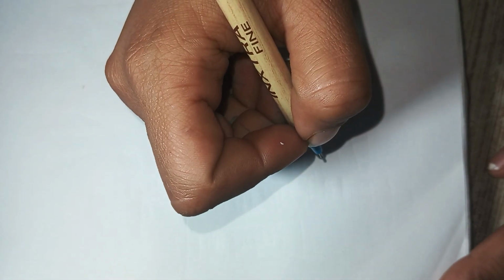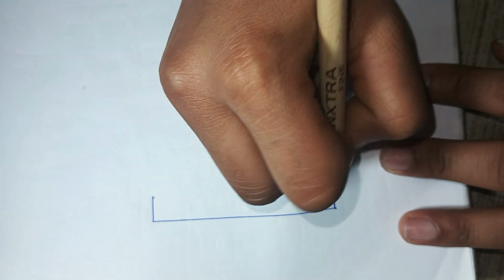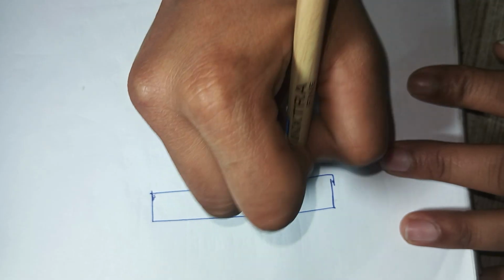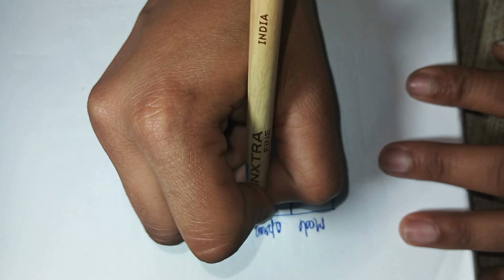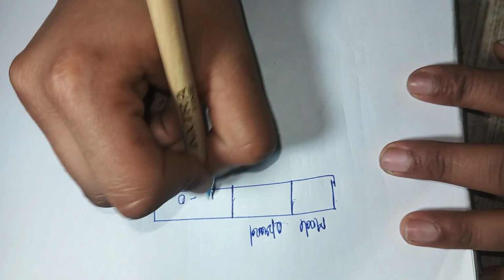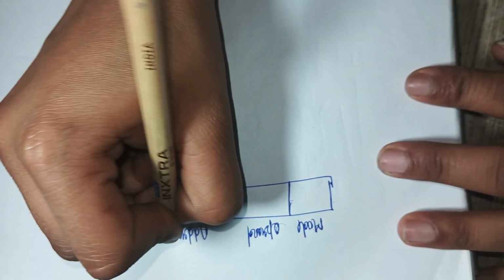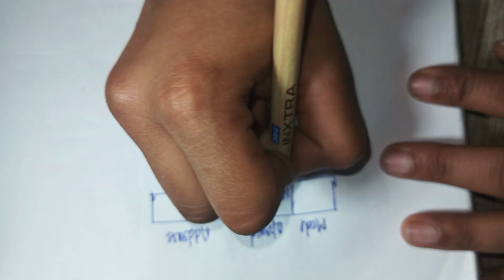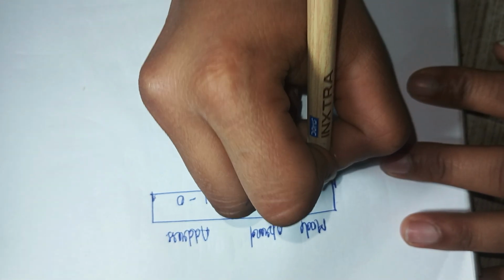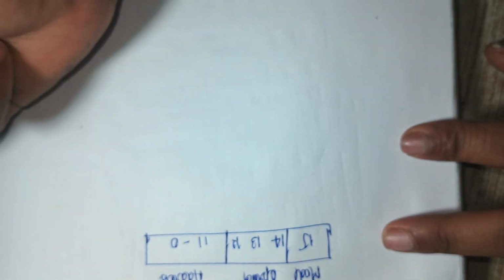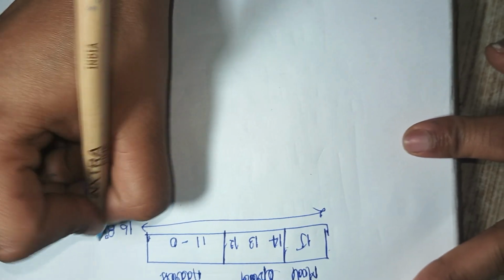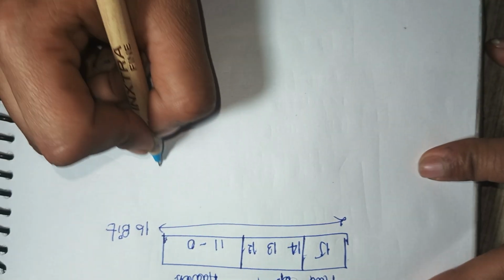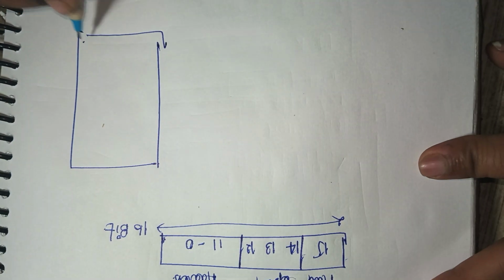Now we are going to discuss the hardwired control unit of a basic computer. Here is the 16-bit instruction register. Bits 0 to 11 are for the address, bits 12 to 14 are for the opcode, and bit 15 is for the mode. Here is the control logic gate.